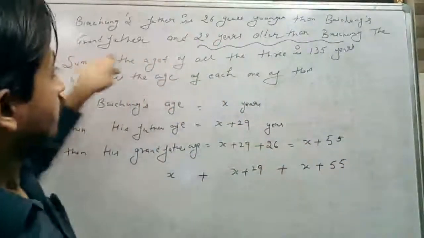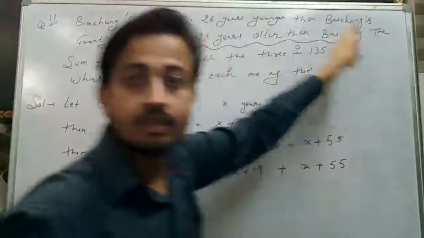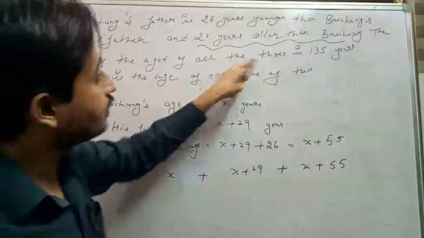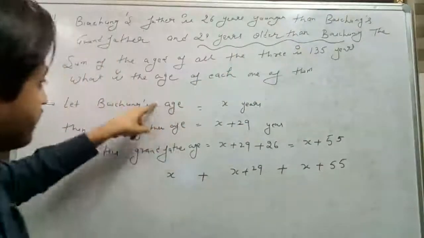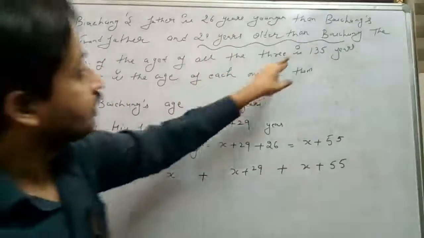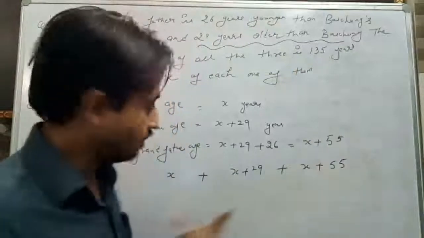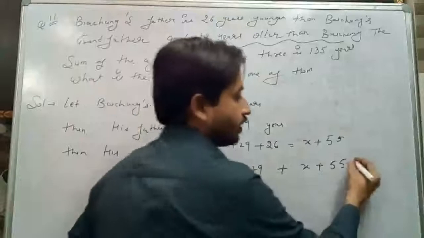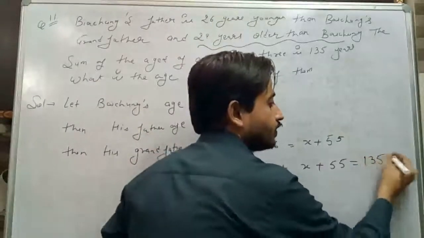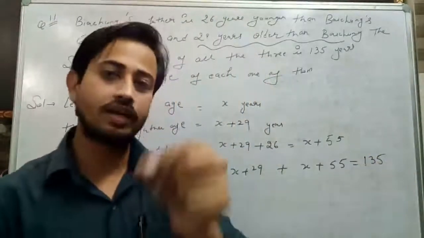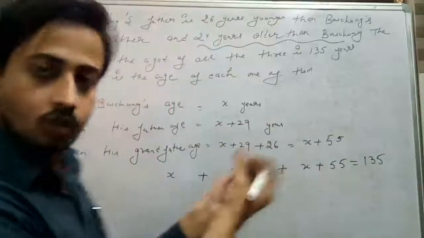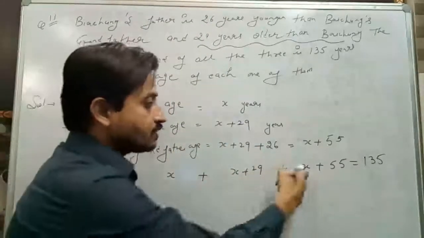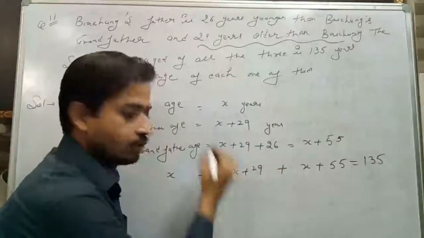Again, it is the sum of the ages. So we add them, all 3. 3 means because the persons are 3, the sum is 135. It means if we add them, what we will get is equal to 135. So our question is solved by getting the value of x. To solve this, x plus x plus x is equal to 3x.